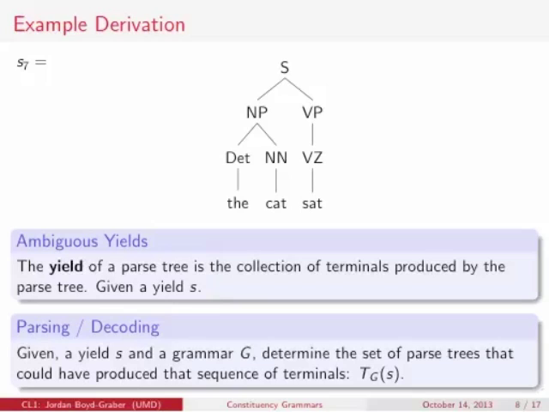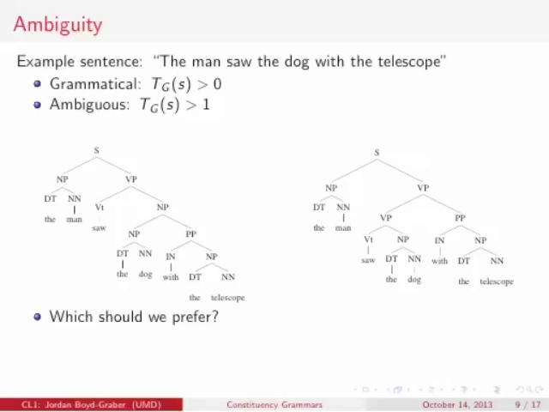So now let's talk about some terminology. One important concept that we'll need is that of a yield. The yield of a parse tree is simply the terminals produced by that parse tree. And the yield is all that we observe. What we actually want to do in practice, however, is given a grammar and a yield, we want to determine the set of possible parse trees that could have produced that sequence of terminals. And we'll call this the set T_G of S. How do we go from this collection of terminals to this set T_G? And often, this set has more than one element.